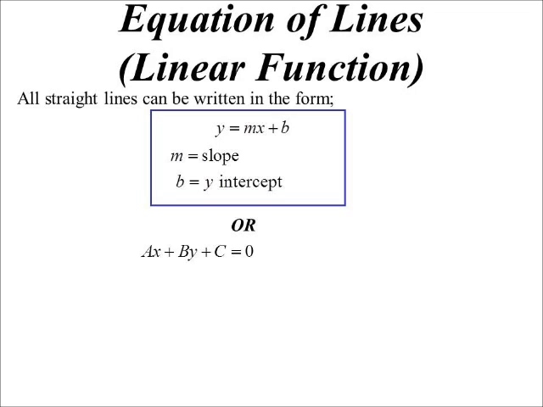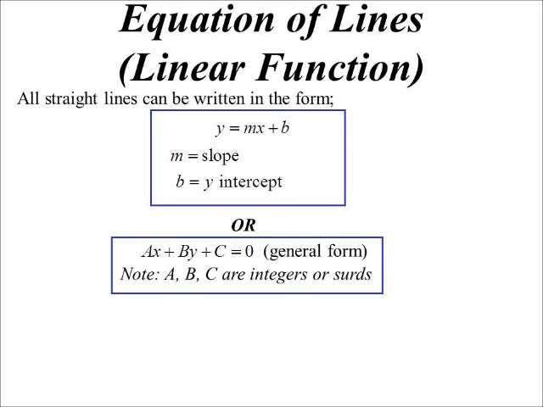Of course, another way we write lines is in what we call general form, where we make it always equal to 0. So that's what we call general form. Now, some people say that A should be positive. Doesn't really matter. It just looks neater, I suppose.